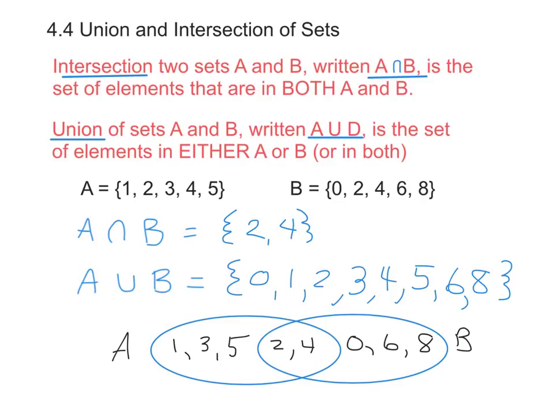The Venn diagram would have 2 and 4 in the middle of an overlapping set, with 1, 3, and 5 only in A and 0, 6, and 8 only in B. This Venn diagram would be talking specifically about the intersection, not the union. The union would take all of them.